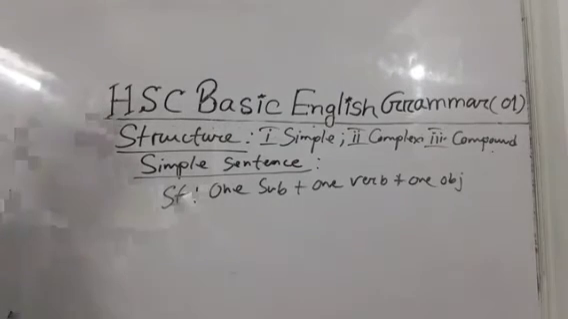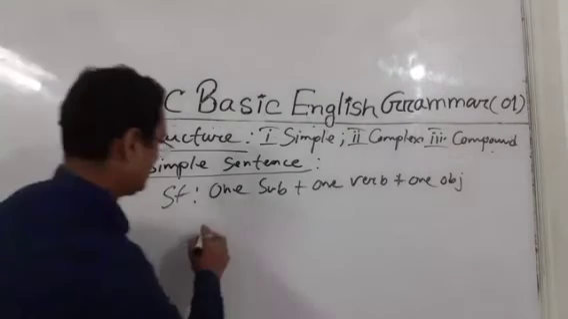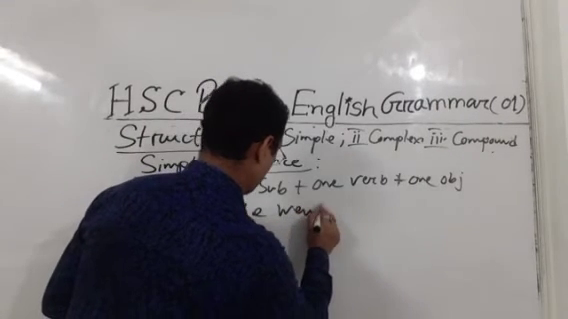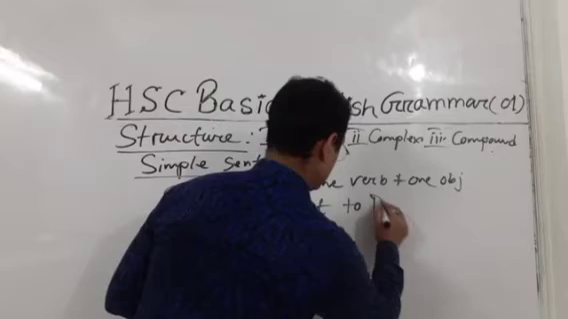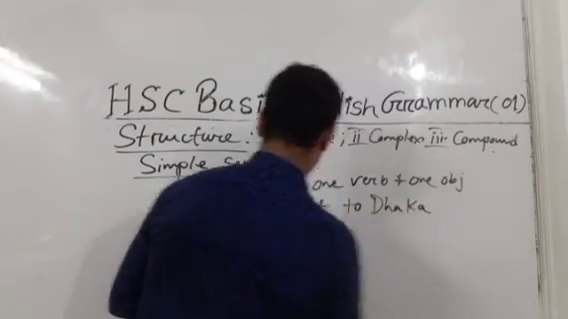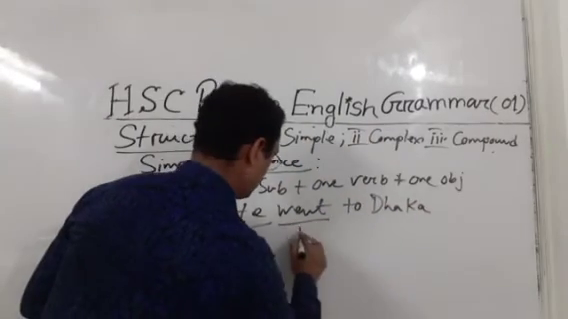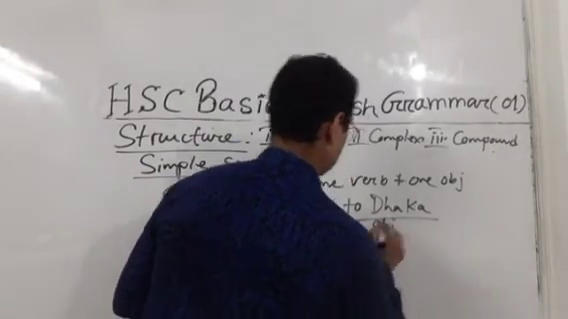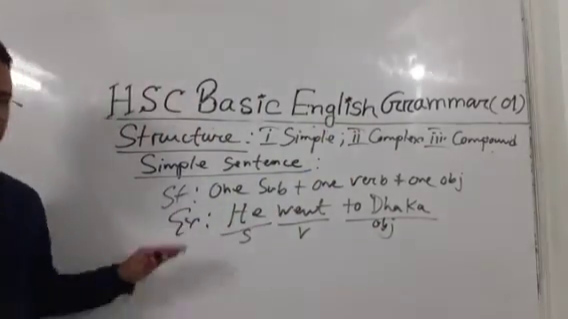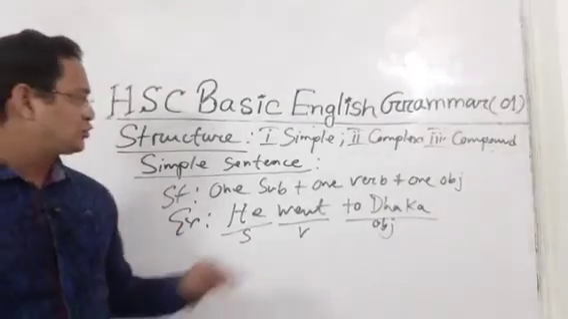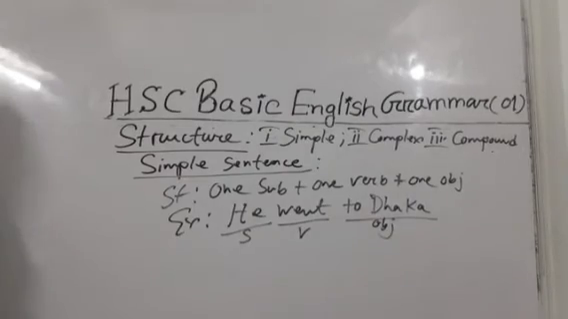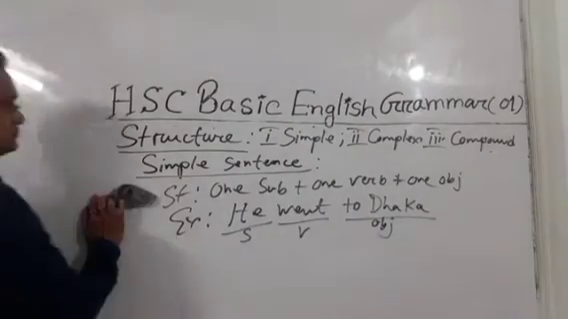One subject, one verb, one object. For example, he went to Dhaka. So here we find one subject, he, and one verb, went, and to Dhaka, that means one object. This is the simple sentence. Simple sentence is very simple, so no need to discuss this more. So let's go for complex sentence.